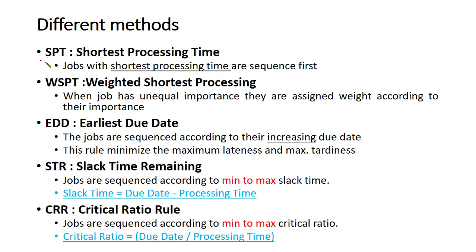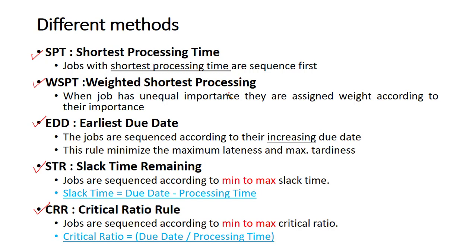These are some methods to solve single machine scheduling problems. They are SPT, WSPT, EDD, STR, CRR. We will see each of them one by one. First one is shortest processing time. We will sequence the jobs according to their processing time.